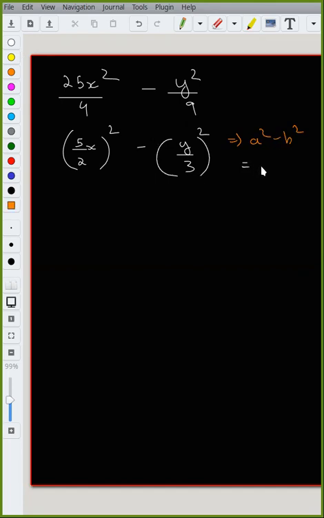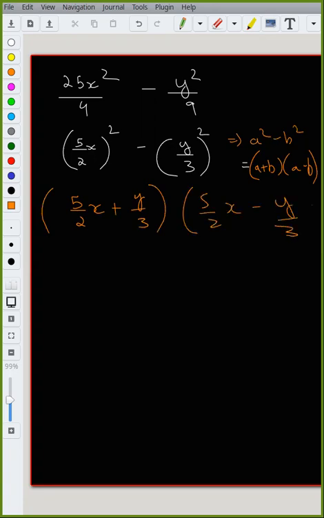What's a squared minus b squared, Yatharth? Siddharth, that's correct. Naisha, that's correct. Yatharth, what is a squared minus b squared? You have copied it down, right? Look at your workings. Look at your notes. a plus b into a minus b. Yes, sir. So can you do this now? So what will this become? This will become (5 by 2x plus y by 3) and (5 by 2x minus y by 3).